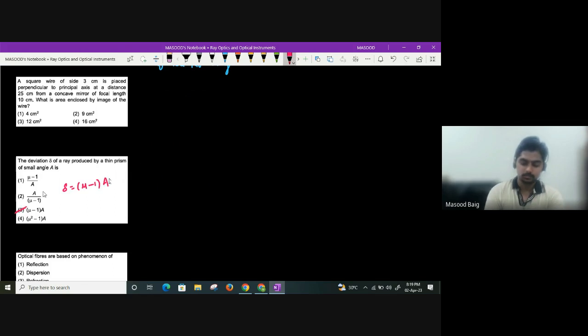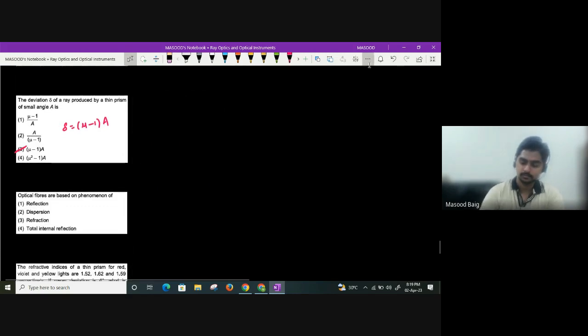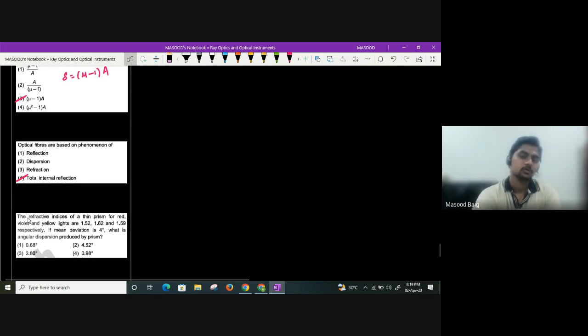Now they have given this case, the deviation of a ray produced by a thin prism. How much will be the deviation? Delta, we all know for a thin prism, is given as mu minus 1 into A. Optical fibers are based on which phenomenon, guys? Optical fibers are based on total internal reflection. We have studied something called acceptance angle in that, and also numerical aperture. Optical fiber will have core and cladding. Core will have more refractive index compared to cladding, guys.